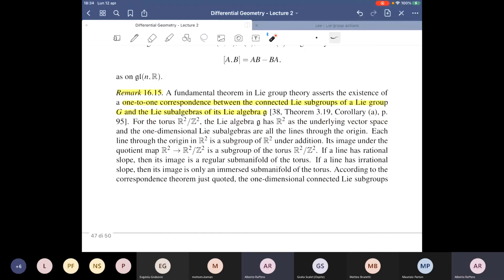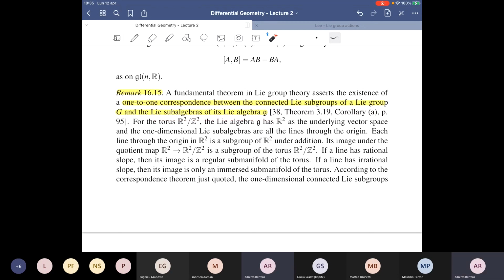And finally, this is the final remark telling why, in the definition of a Lie subgroup, one does not require the subgroup to be embedded but only immersed as a submanifold. And the reason is the following. There is a theorem that you can find, for instance, in the book by Lie, that tells you that there is a one-to-one correspondence between connected Lie subgroups of a Lie group and the Lie subalgebras of its Lie algebra.